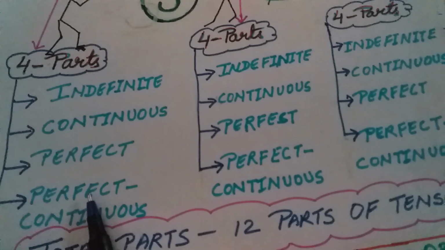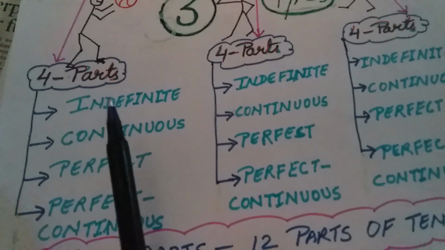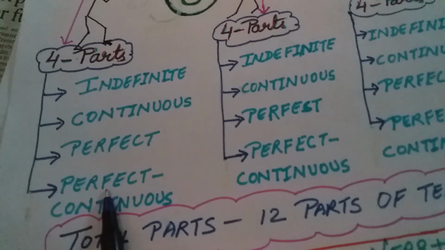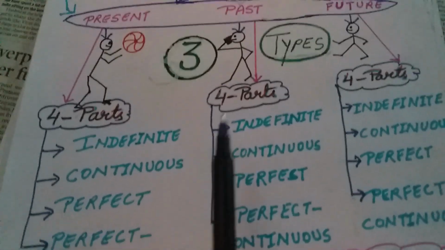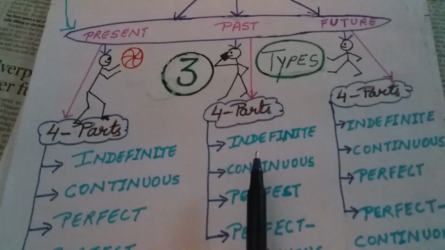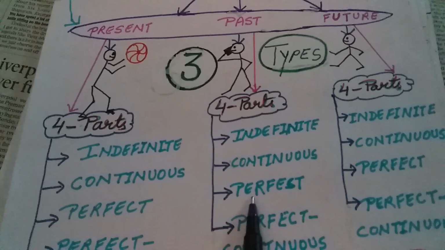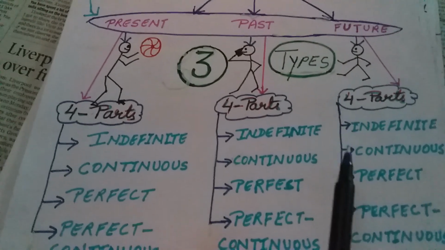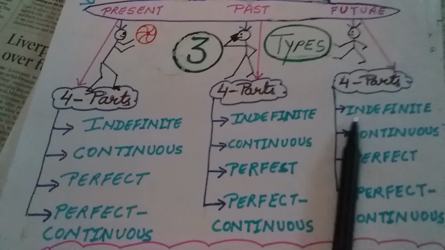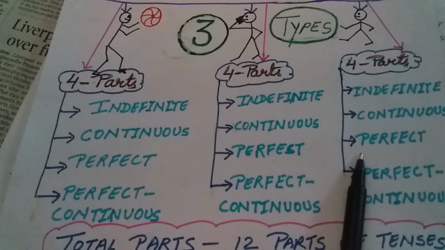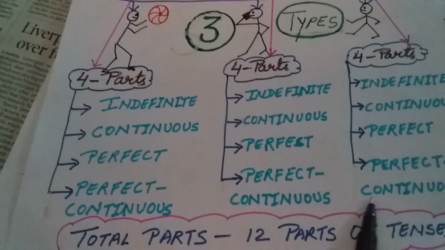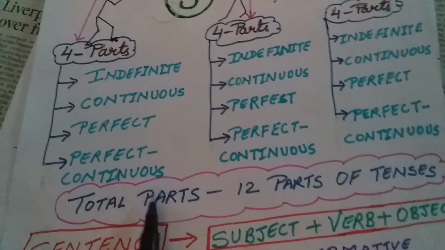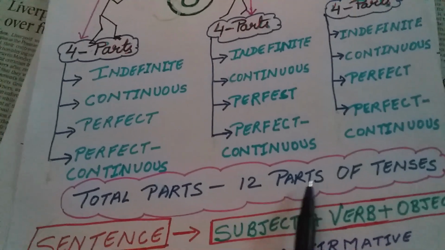To understand this, we should know how present tense has indefinite, continuous, perfect, perfect continuous. The same way, past also has four parts: past indefinite, past continuous, past perfect, past perfect continuous. Now, same way, future also has four parts: future indefinite, future continuous, future perfect, future perfect continuous. So, when every type of tense has four parts, altogether, how many parts are there? There are total 12 parts of tenses.